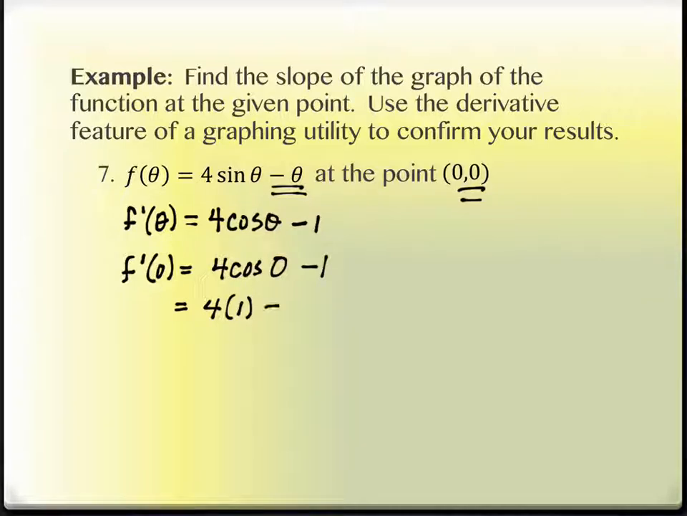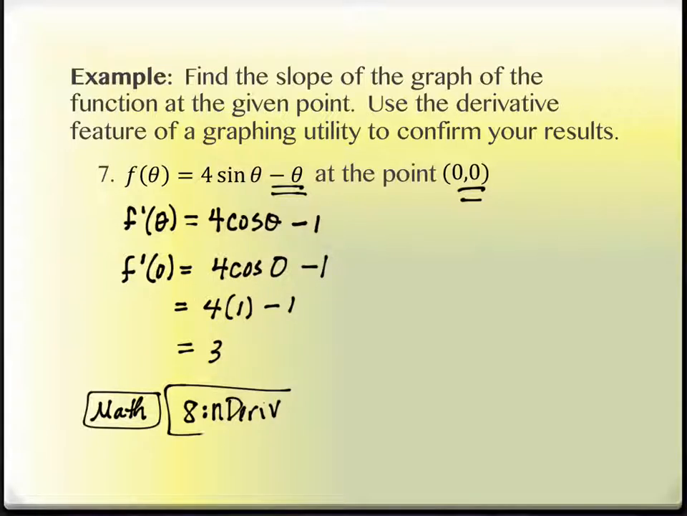And so I have 4 times 1 minus 1, which gives me 3. All right, grab your calculator. Let me remind you how to do this, because we did it last time, but we did it really quickly. The button that is your best friend for this is Math 8. Okay? You hit the Math button, and it's the number 8 prompt, and it says nderiv. Right? This is where we want to be.